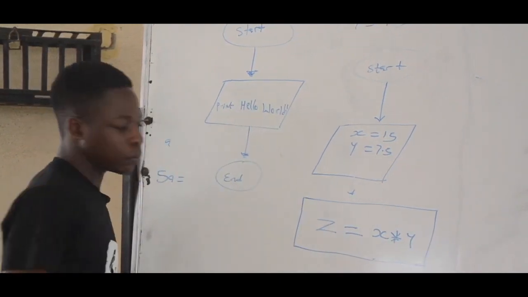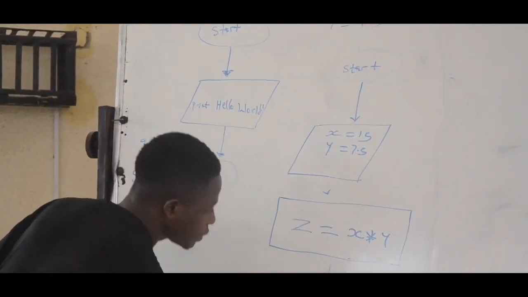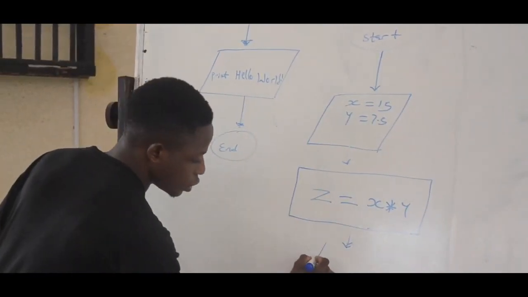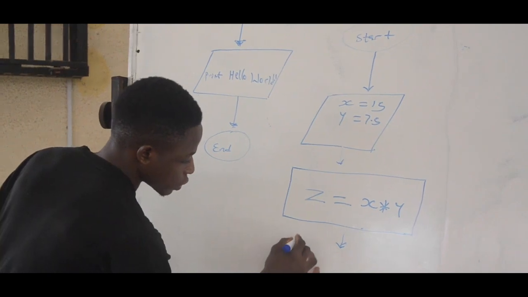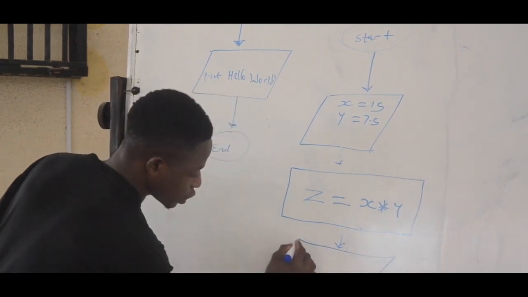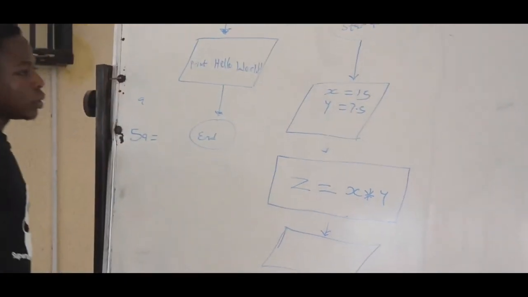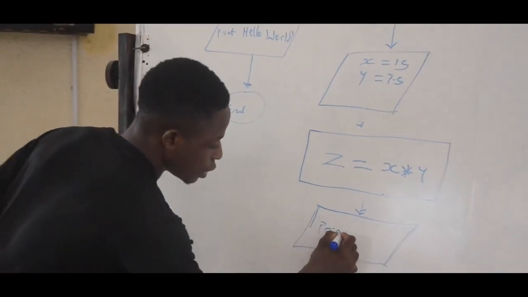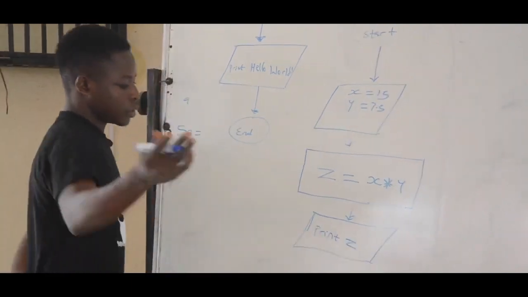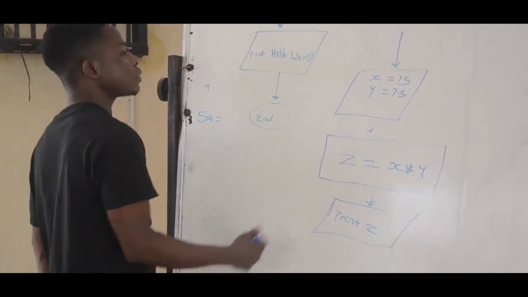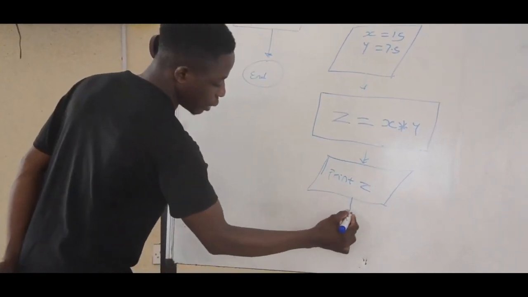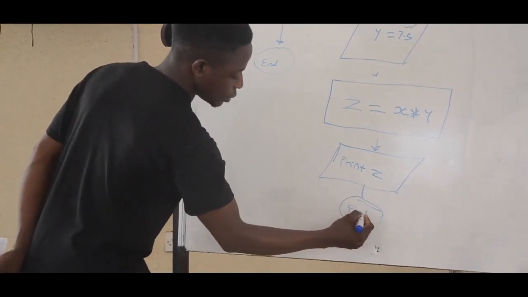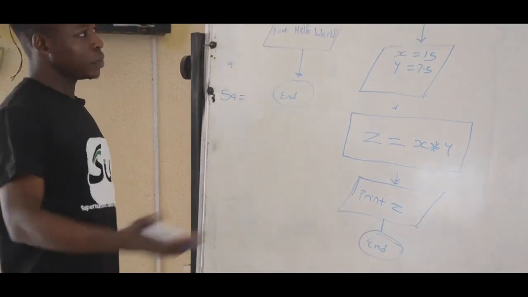Now, what else? You have to print your answer. So now printing this, we now have output. Use your output again, which is the parallelogram. So now you want to print it. So you have to print your z. Print z. And once you print, what else? You have to terminate the program. And how do we terminate it? We end with an oval shape. End. So that's it. Easy peasy.